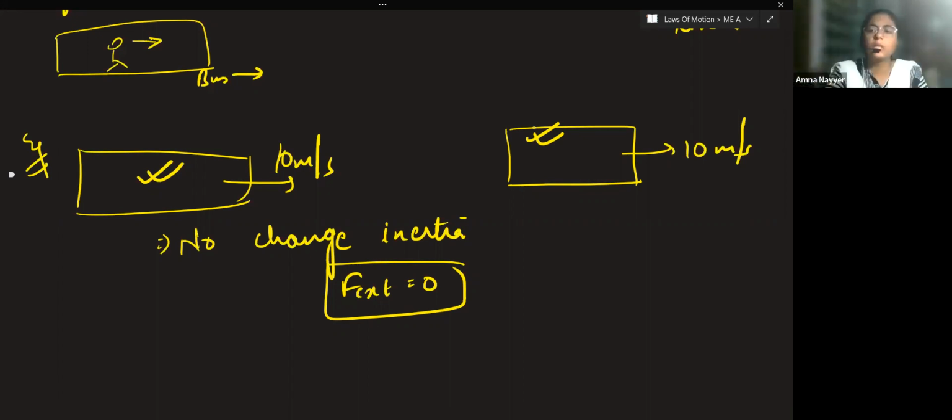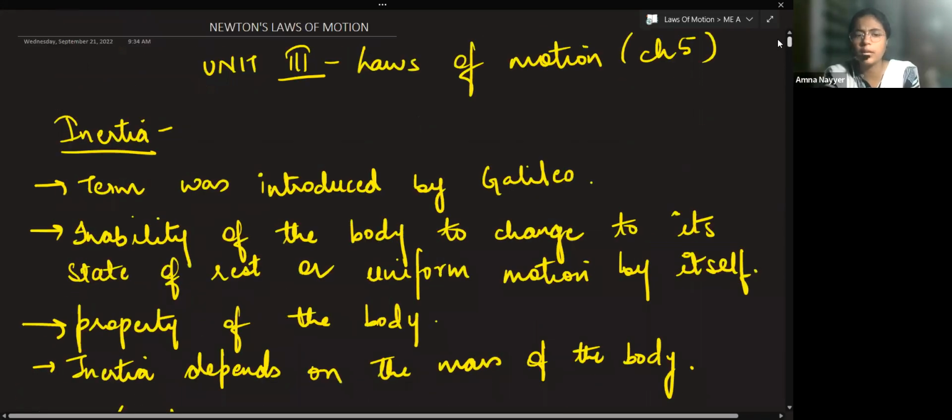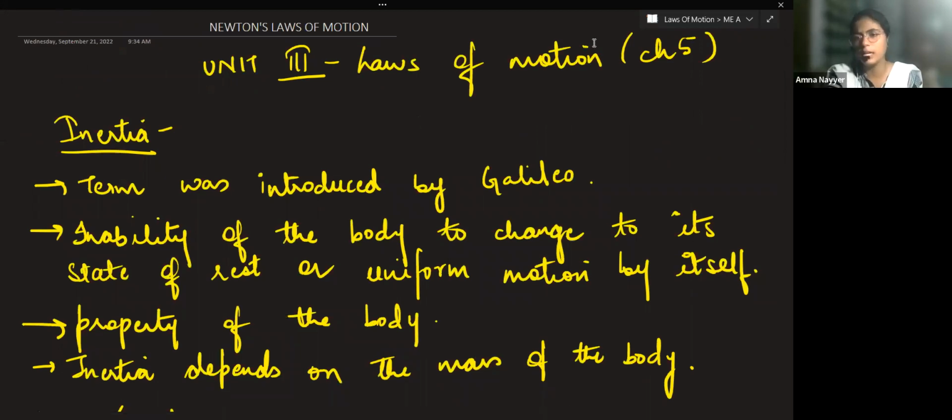So first note down till here, and any queries you have, ask me. This is a very basic topic. I know most of you must be aware of this topic, inertia. But still, if you have any queries, let me know. I'll clear it.